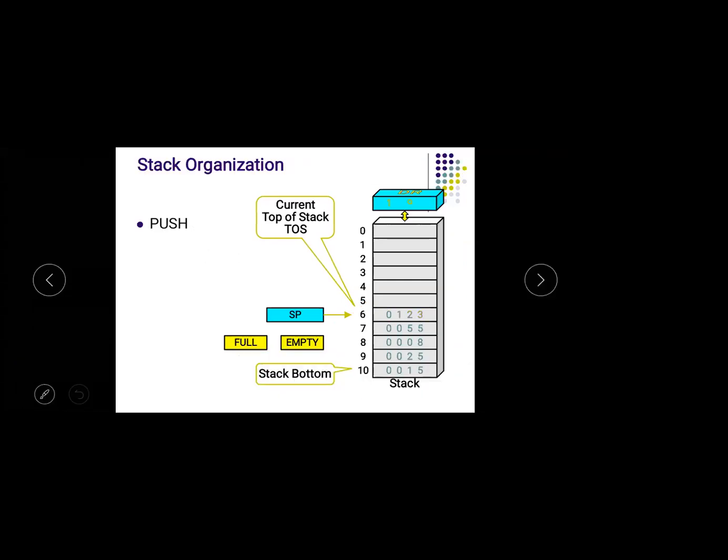The first operation is the push operation. Push means pushing into the stack, that is, inserting a new item into the stack. Inserting a new item into the stack is called the push operation, like the write operation in memory.